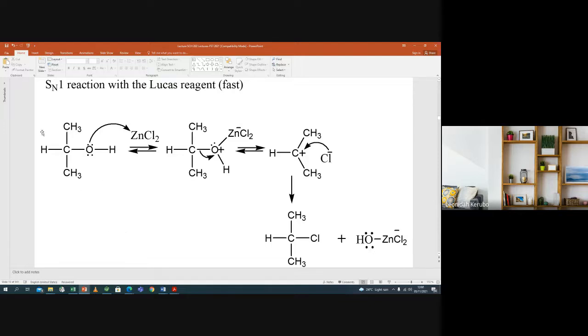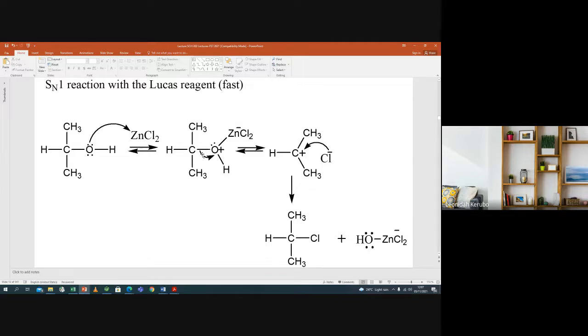So you can start from an alcohol, react with the appropriate reagents, and synthesize a number of other products. And in this case, you are starting with a secondary alcohol, reacting it with zinc chloride in the presence of HCl, and then you get the synthesis of an alkyl chloride. So this is one of the ways in which alkyl chlorides can be synthesized from alcohols. So let's go back again.